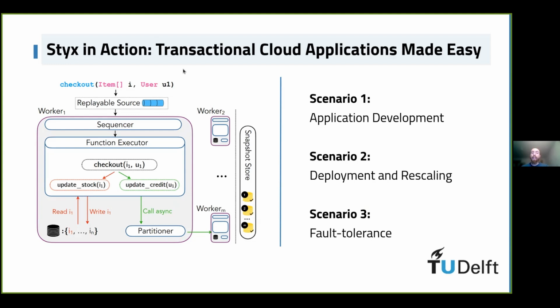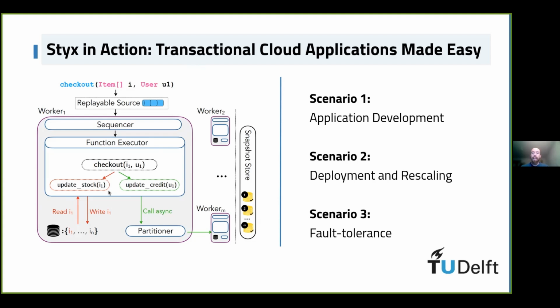In this example, let's say that we have a shopping cart that contains items and a user that this cart belongs to. At first, the checkout function gets submitted to Styx via a replayable source such as Apache Kafka and goes through one of Styx's partitioned sequencers to get a transaction ID. Then it goes to the function executor where it runs and is also able to call other functions such as the update stock of an item.